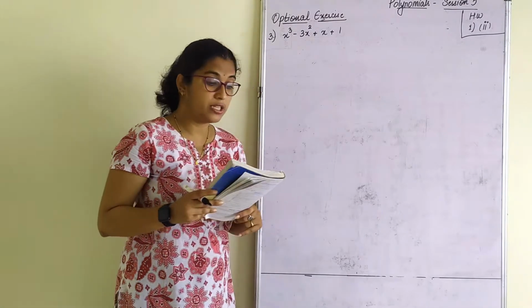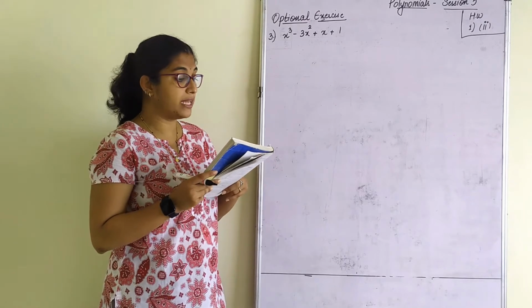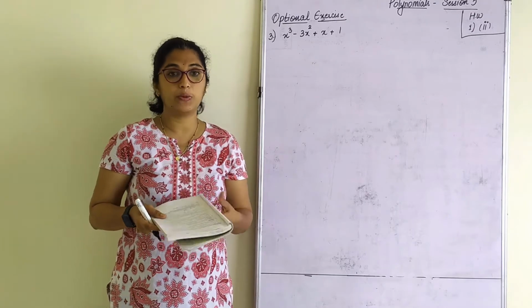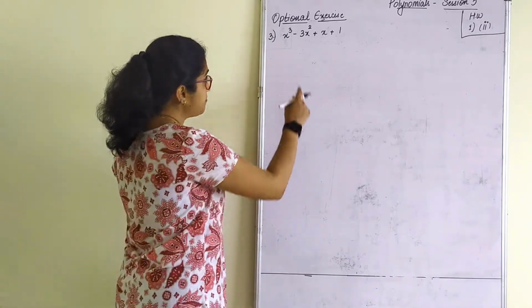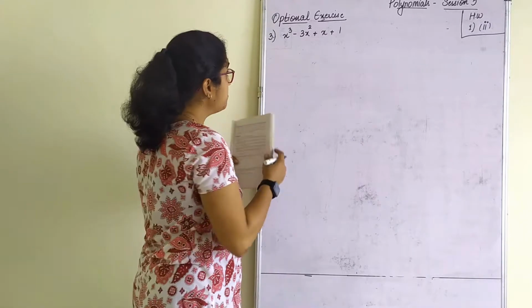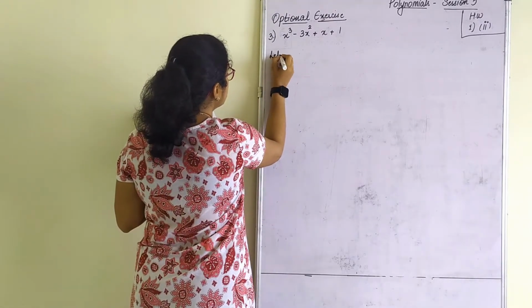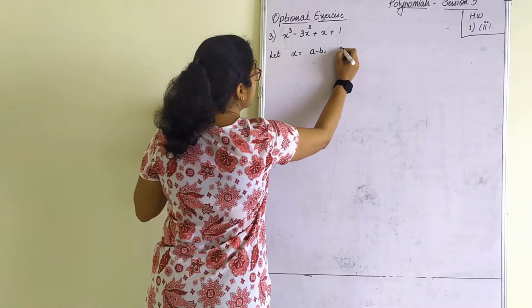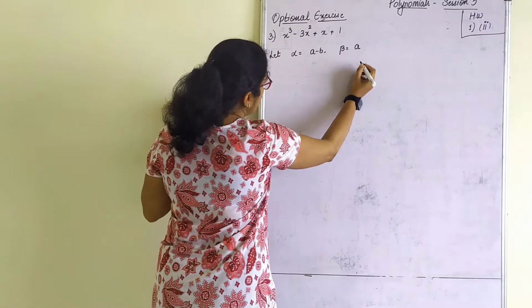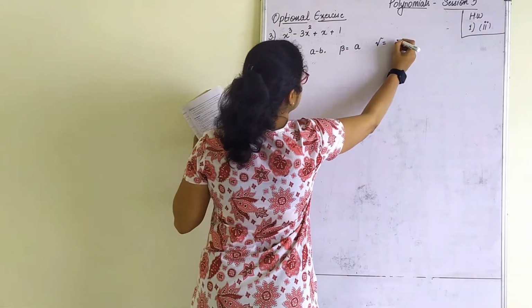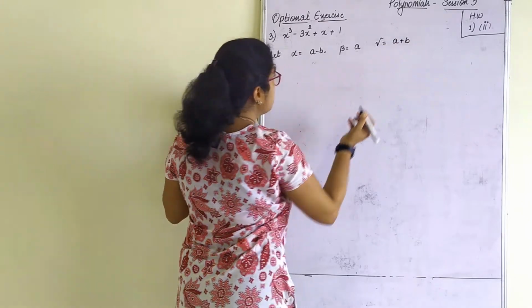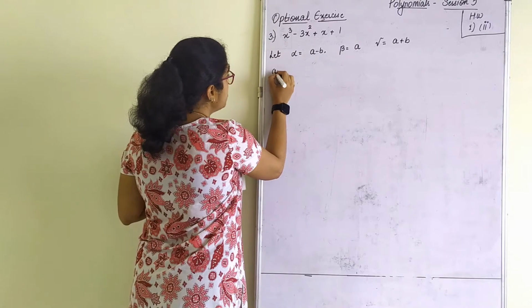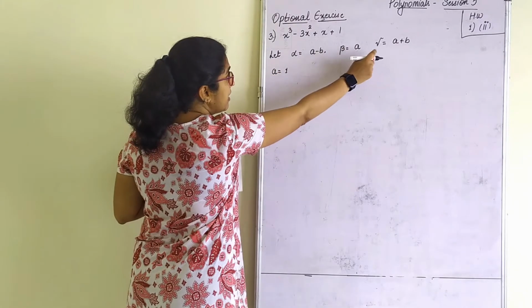Third one, if the zeros of the polynomial x cube minus 3x square plus x plus 1 are a minus b, a, a plus b, find the value of a and b. So they have given us the zeros. That means let alpha be equal to a minus b, beta be equal to a, and gamma be equal to a plus b. That is what they have given. If you equate the equation to 0, what will be your values? A is equal to 1, not this a and this b here.